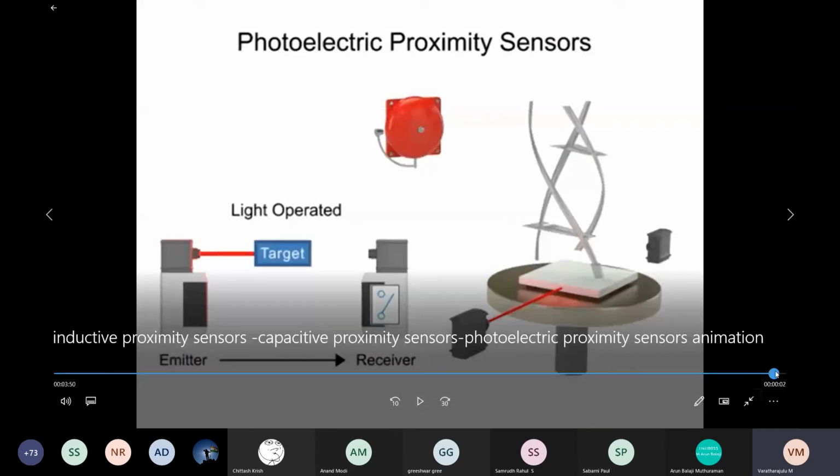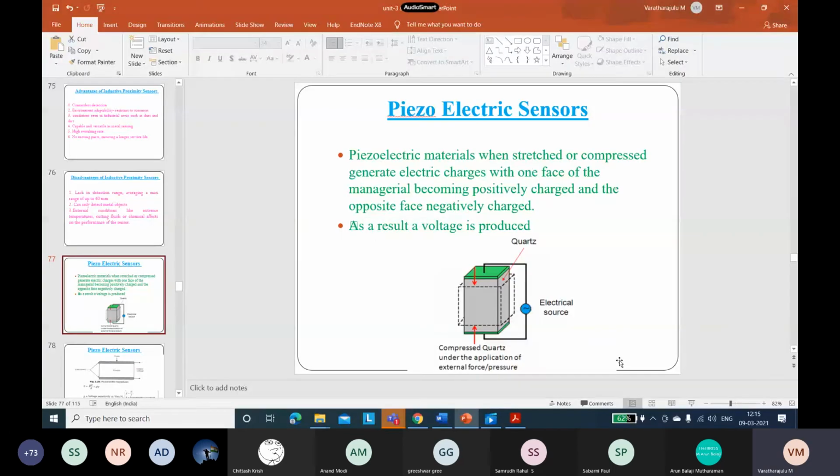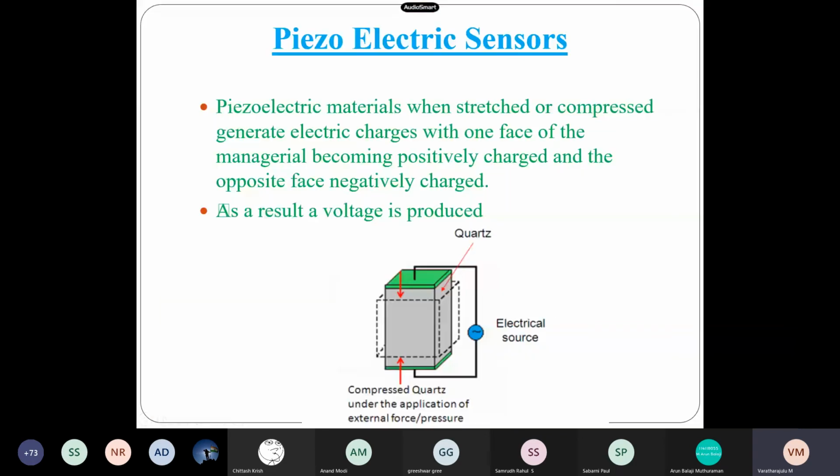And similarly, we have other sensors called piezoelectric sensors. When piezoelectric material is stretched or compressed, it generates electrical charges, with one phase becoming positively charged and the opposite phase negatively charged. As a result, a voltage is produced.